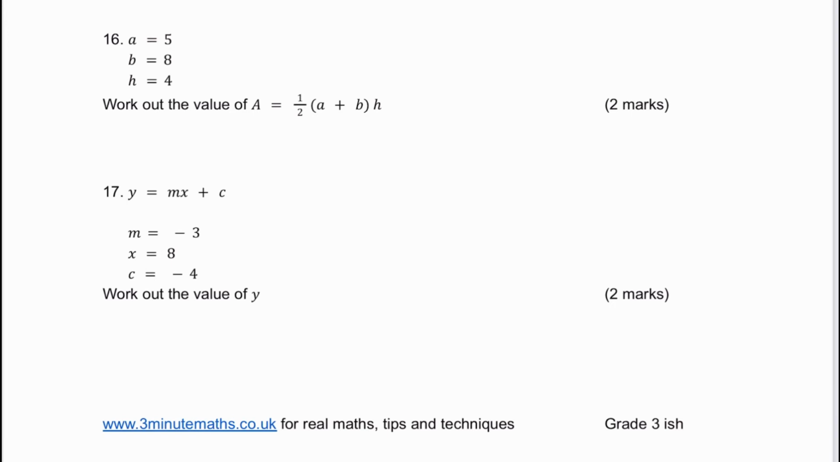Number 16, we've got here the formula for the area of a trapezium, actually. So if I put the numbers straight in, it's a half multiplied by A, which is 5, plus B, which is 8, multiplied by H, which is going to be 4. So again, I'm going to work out my brackets first. It's going to be a half multiplied by 13 multiplied by 4. Now again, I tend to do the full multiplication first.